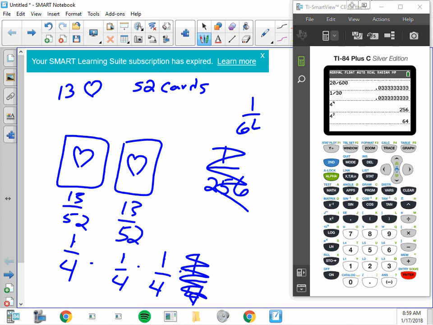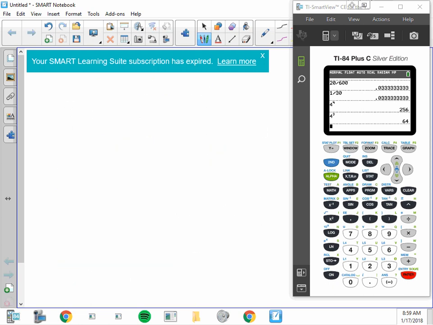1 out of 64. Now, if we had to write that all out, there are 52 cards. So we would have to do 52 options for the first card and 52 options for the second and 52 options for the third. That's a huge number. We don't want to do that. So we rely on this idea of independent and dependent. Now we play the game again. But this time, we don't put cards back in the deck.